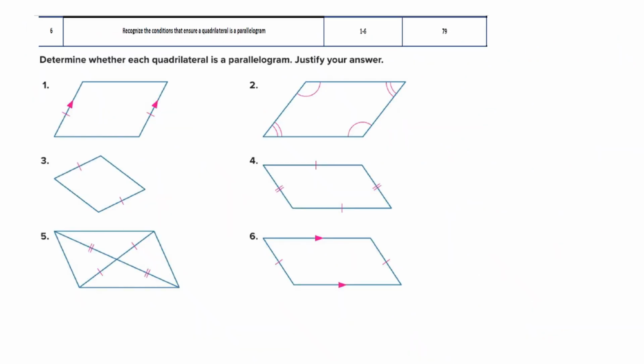Now let's solve these questions. All of these 6 questions are from the lesson 2-3 test for parallelogram.